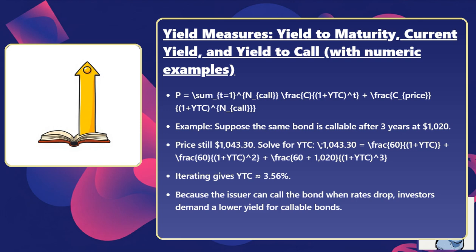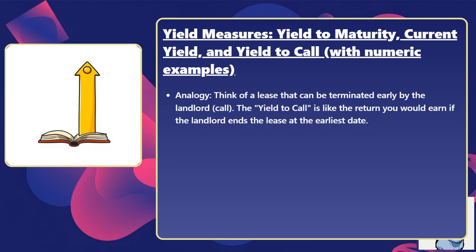Because the issuer can call the bond when rates drop, investors demand a lower yield for callable bonds. Analogy: think of a lease that can be terminated early by the landlord. The yield to call is like the return you would earn if the landlord ends the lease at the earliest date.